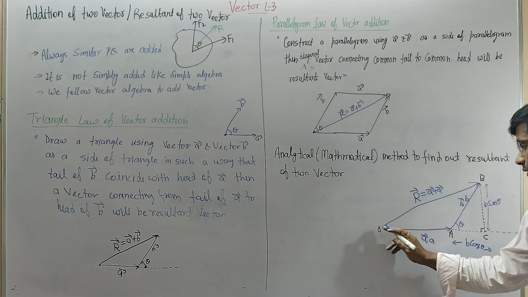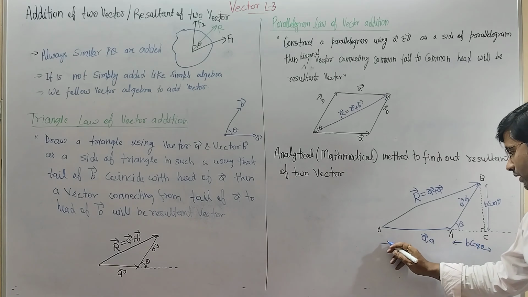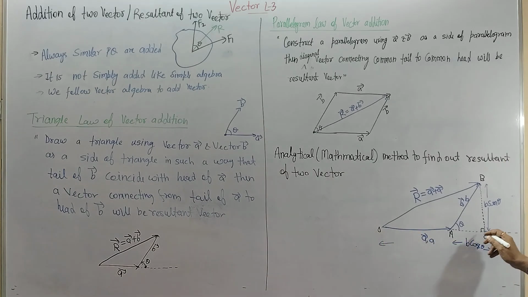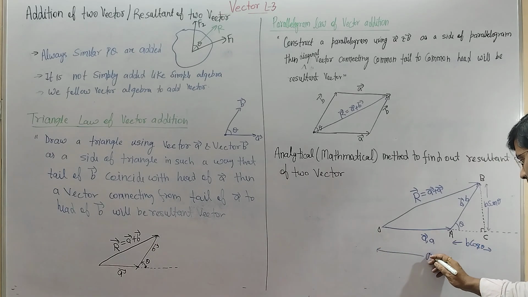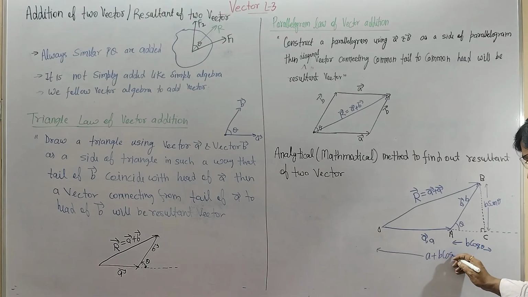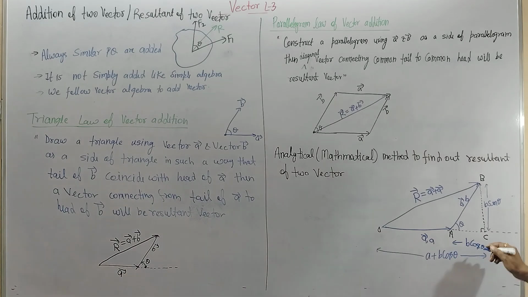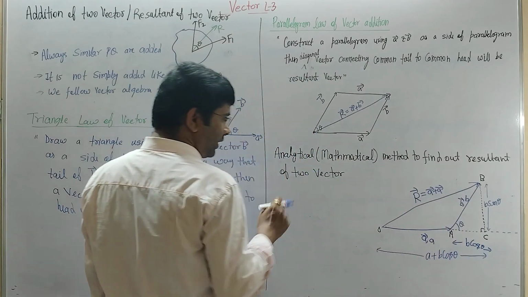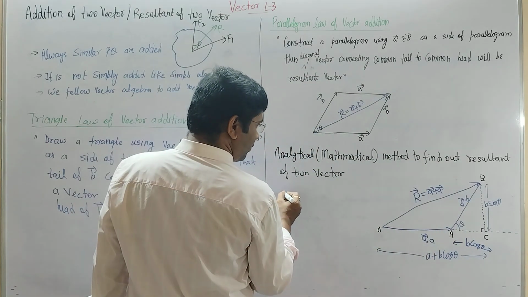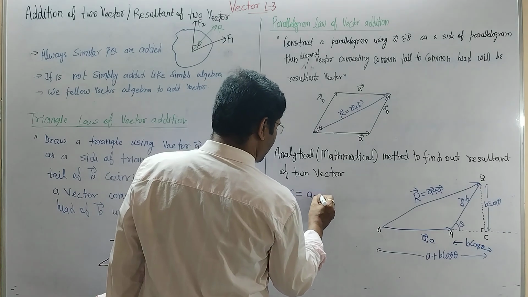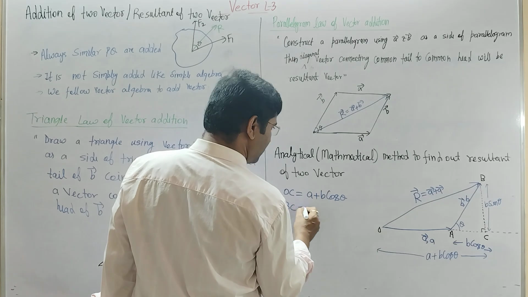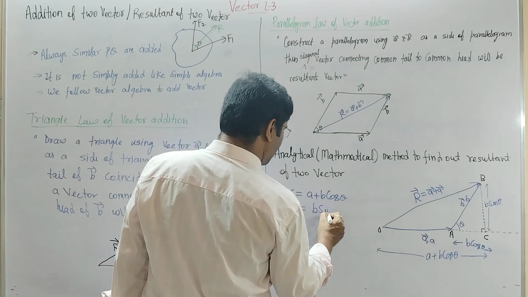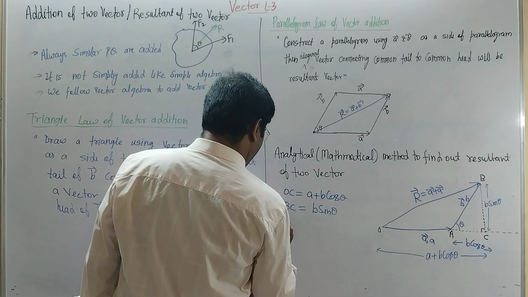So if I want to find out from this point O to this point, I can write here A plus B cos theta equal to OC. So in this diagram, we have calculated OC equal to A plus B cos theta, BC equal to B sin theta.